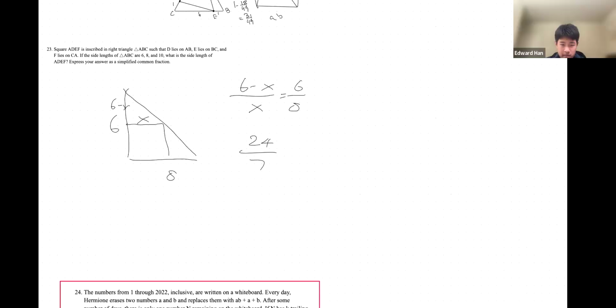So, here's 24. Is it blurry or can you guys see it fine? It's good.